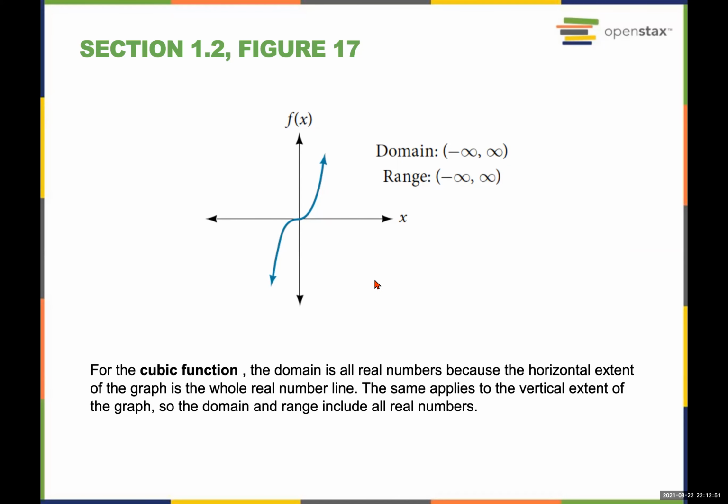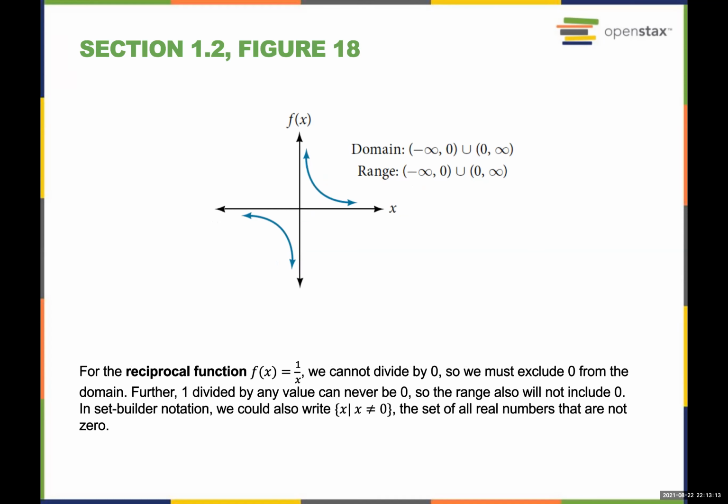Next, a cubic function. So the domain is all real numbers because the horizontal extent of the graph is the whole number line when you extend this and this. The same applies to the vertical extent. So the domain and the range include all real numbers. Next function is a reciprocal function, 1 over x. And a reciprocal function, we cannot divide by 0, so we exclude 0 from the domain. So therefore, we write it as from negative infinity to 0 and from 0 to infinity, because x cannot be equal to 0. And the range is the set of all numbers.